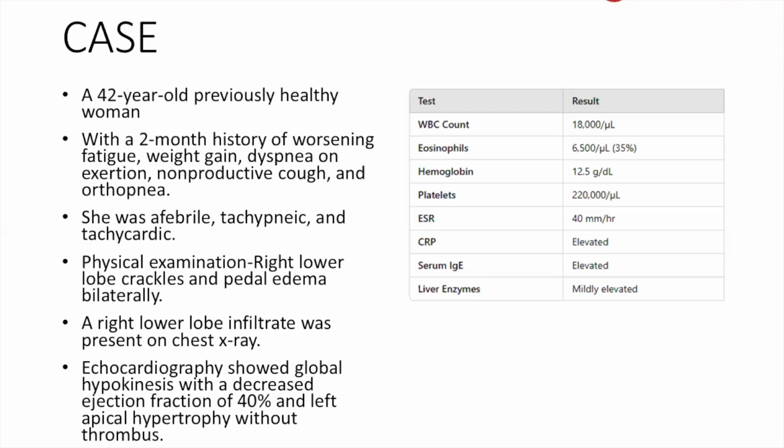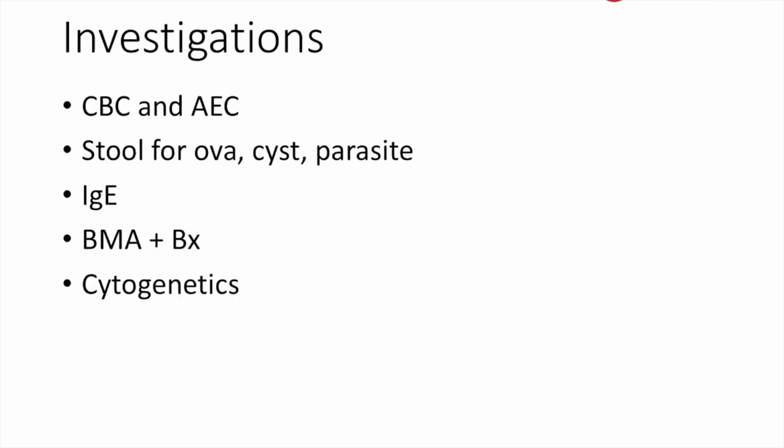And these were the CBC parameters. So you can see that here eosinophils were 6,500 and the rest of the parameters were relatively normal, except that ESR was elevated, and then we sent serum IgE levels and they came back mildly elevated. So the investigations which we did are again complete blood count with absolute eosinophil count, stool for ova cyst parasite, IgE levels, bone marrow aspiration biopsy, and cytogenetics.